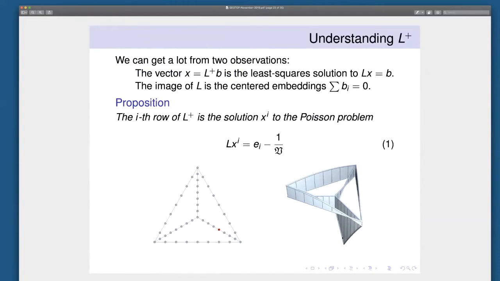I put a unit of divergence at vertex i, and then I subtract off a little divergence from every other vertex, and I solve Laplacian x equals this. This is a graph. These are entries in the ith row, and what they are just recording is what the solution is to the Poisson problem. Here's i in this picture.